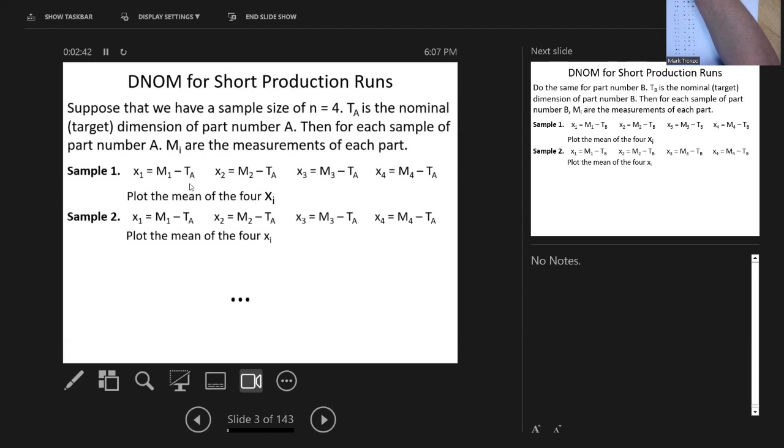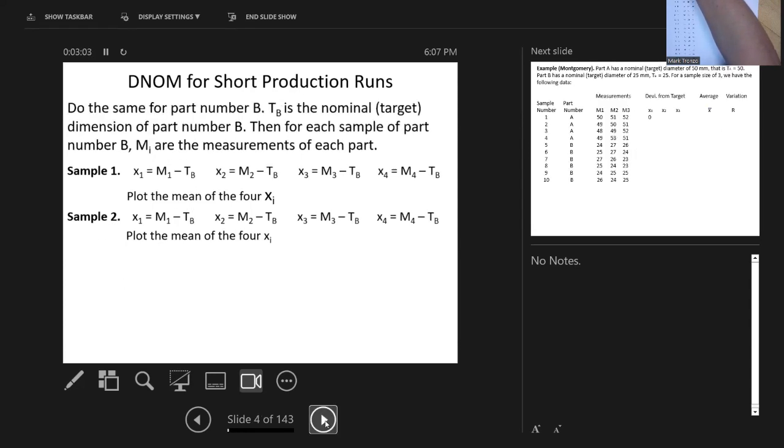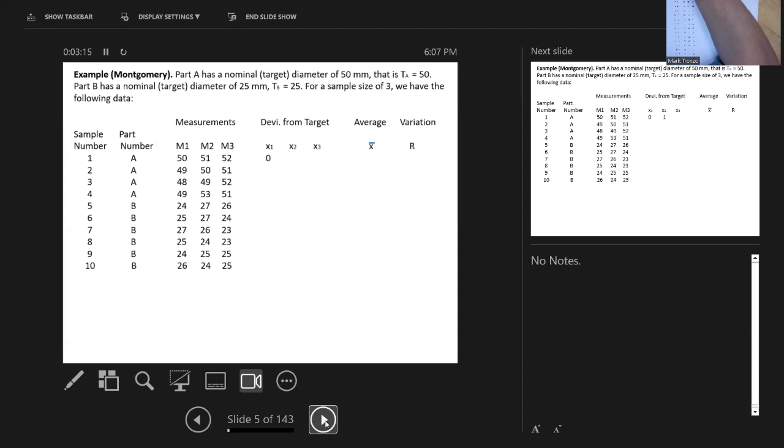Then for your next sample, you calculate the X2 by taking your sample mean minus your nominal dimension, and you get an X3 by taking your sample mean minus your nominal, etc. And then you'll plot those, and then keep doing the same thing over and over again. So you have something, and then say you have another part. Let's say you have a part B. You're going to do the same thing, plot the mean of the 4, and you'll end up with something like this. So what you have here is mean 1, mean 2, mean 3.